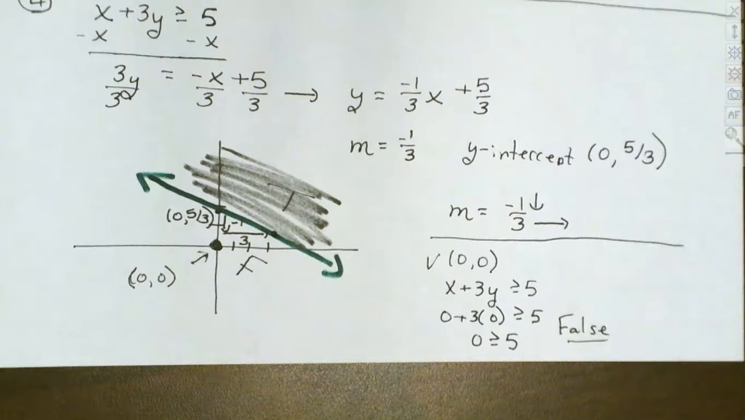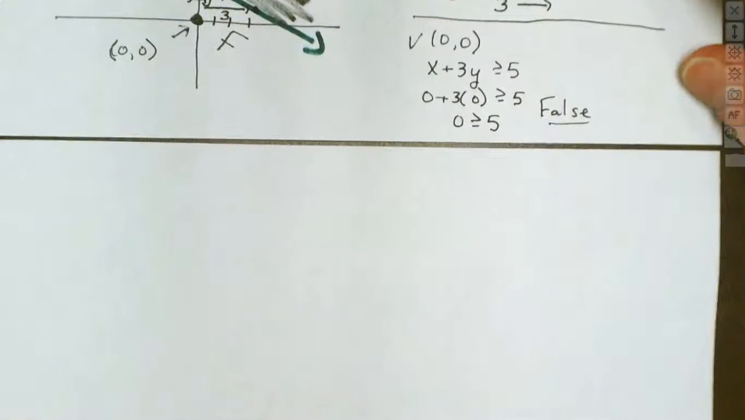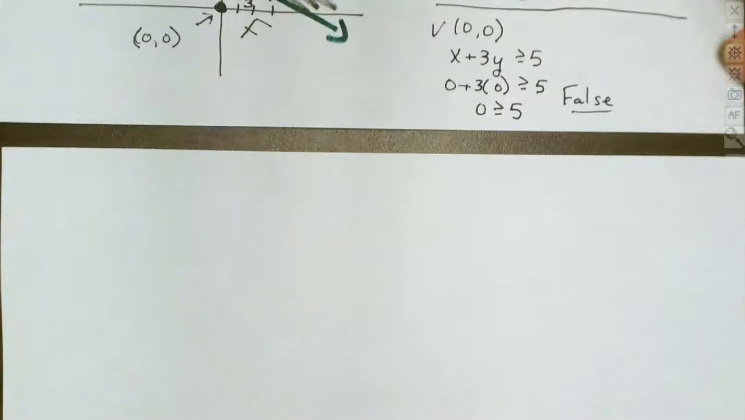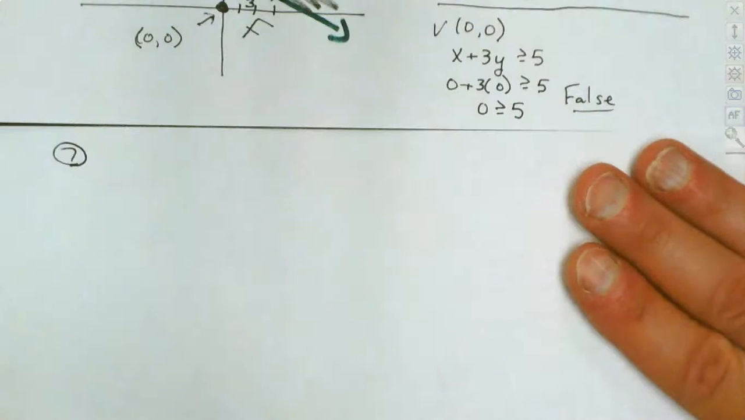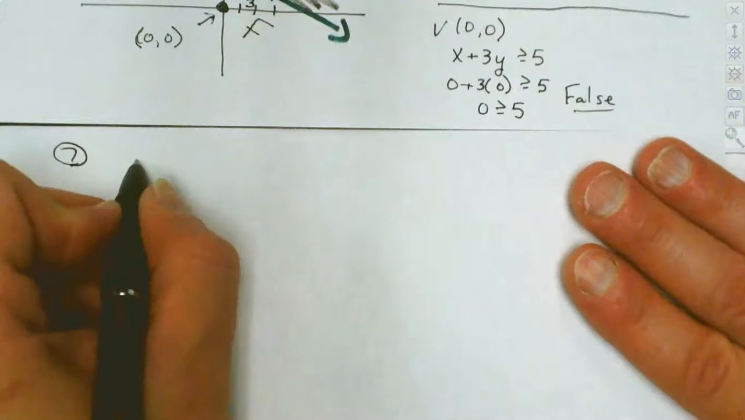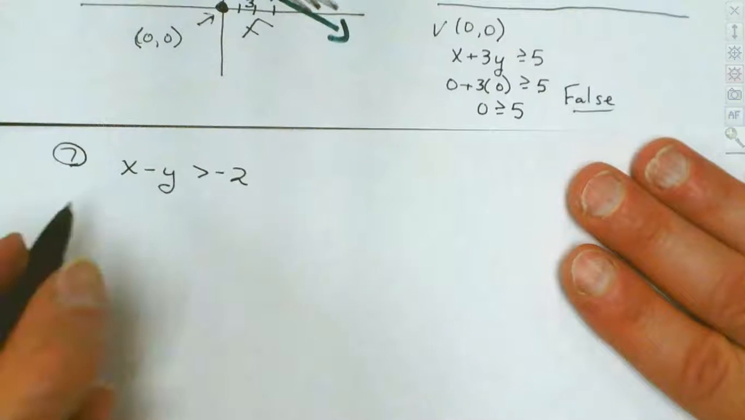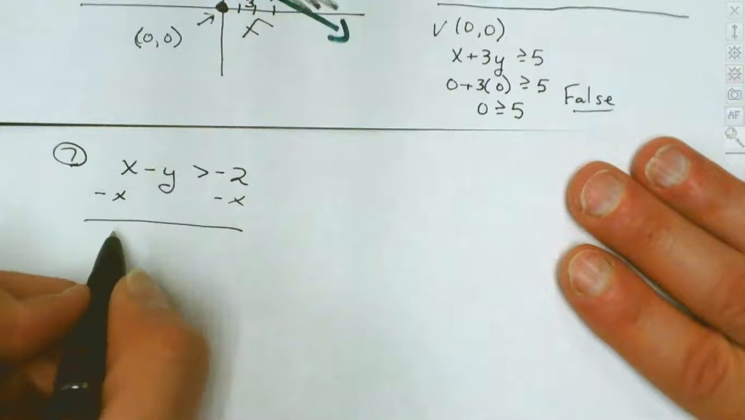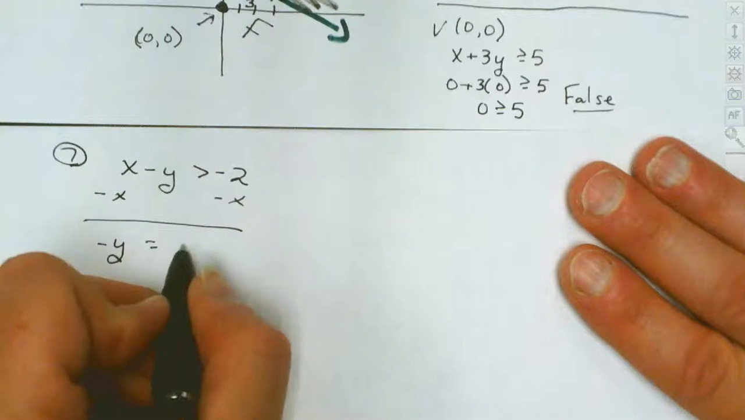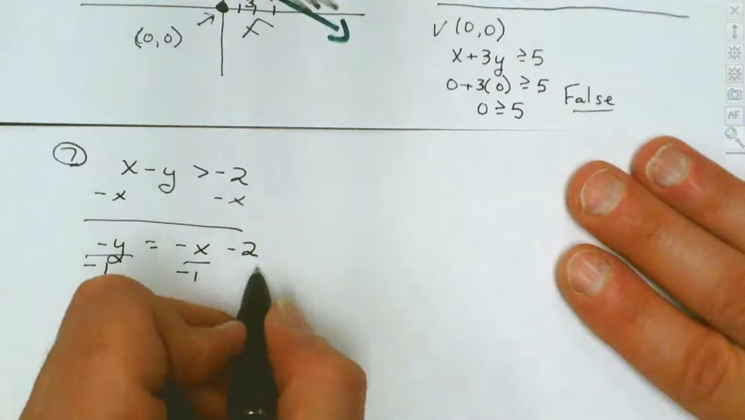Question 7. Very similar to question 4. So we're going to do question 7 here. And these are easy questions, and I want to make sure we don't miss these, because these are very simple to work with. So question 7 is x minus y is greater than minus 2. So we need to solve it for y again. So I'm going to move that x over. And minus y equals minus x minus 2. Divide by a minus 1.